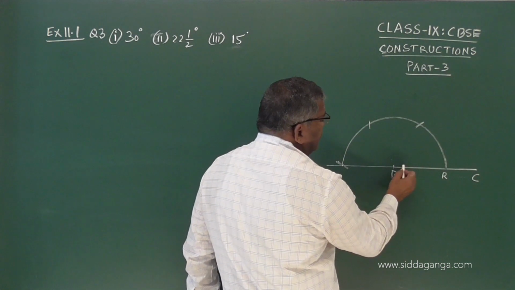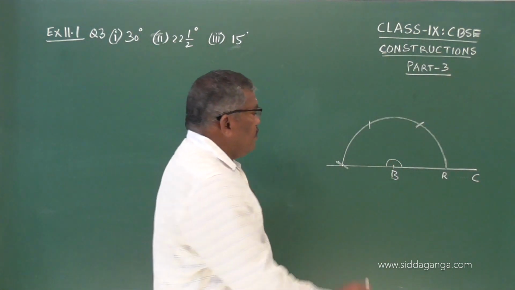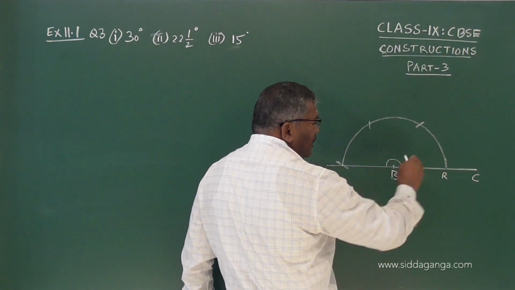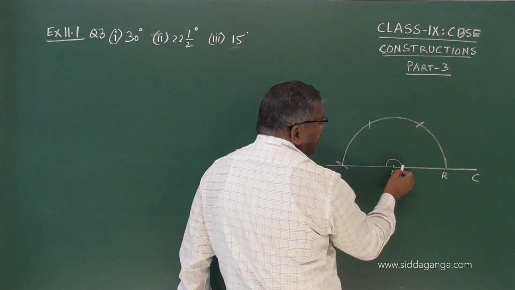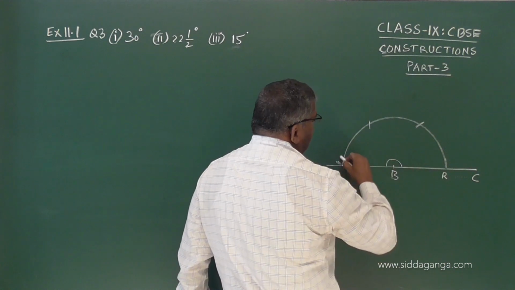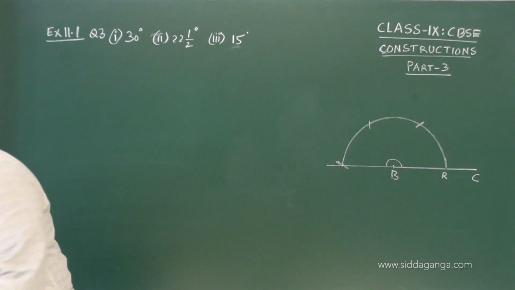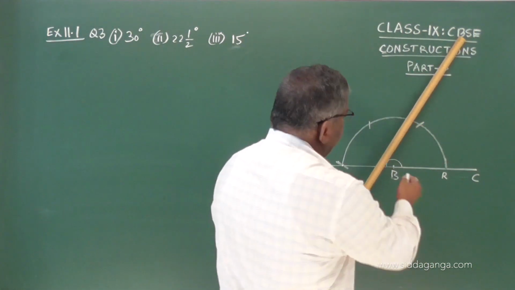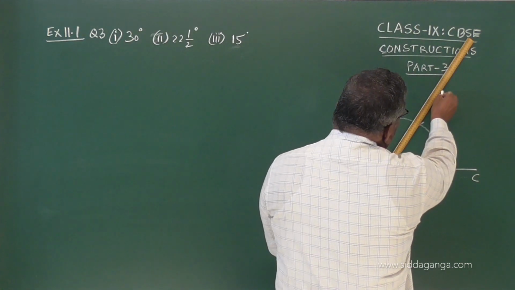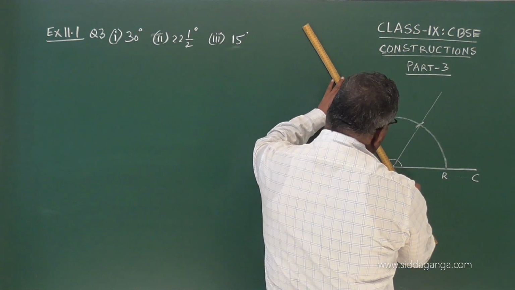You know that this angle is 180 degrees, because it is a straight line. Angle around a point is 360 degrees, and because this is a straight line, this is half of that, 180 degrees. So therefore we have divided this arc into three parts. So therefore each part will give you a 30 degree angle. So from B you join this, from B you join this point also.